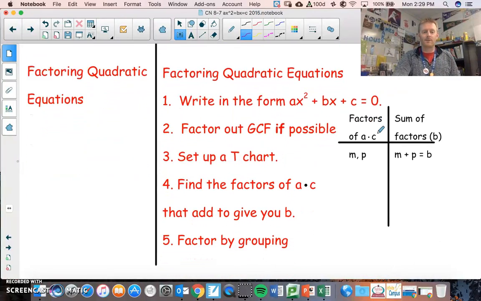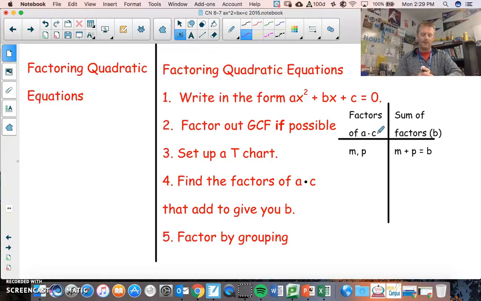So here is the process. You are probably going to want to write these things down. First things first, you're going to want to make sure that they are in the correct form. So if they are not in this order, x squared, then something x, then a regular number equals 0, you're going to maneuver things around by adding or subtracting to make that happen. Step 2, which I think is one of the most important things that gets overlooked, is to factor out a GCF if possible. Now, it's not always possible, but I think sometimes we forget that that's our first step.